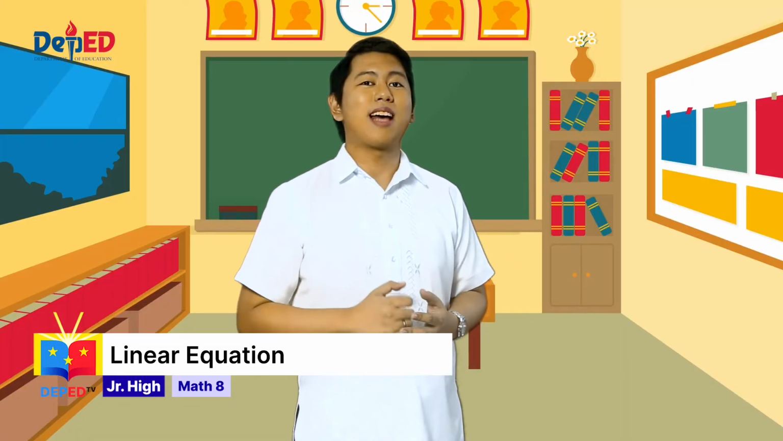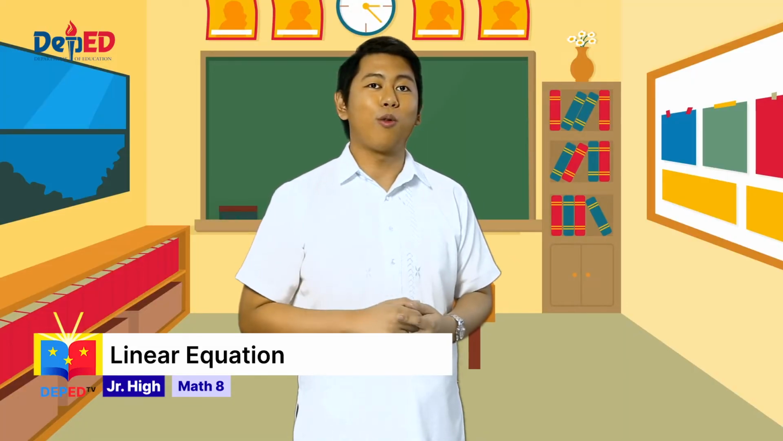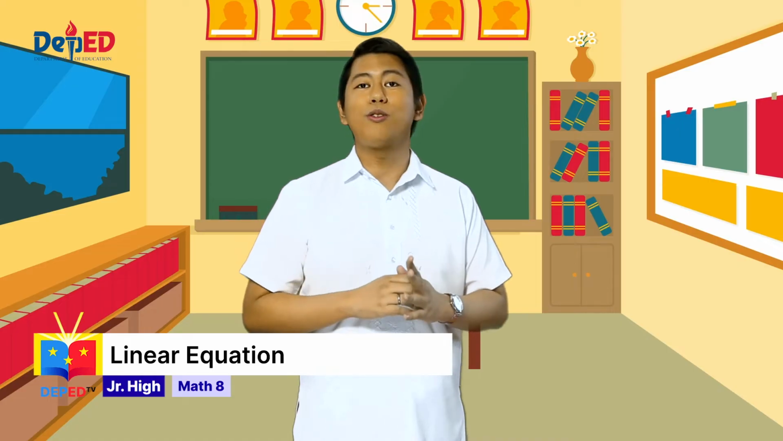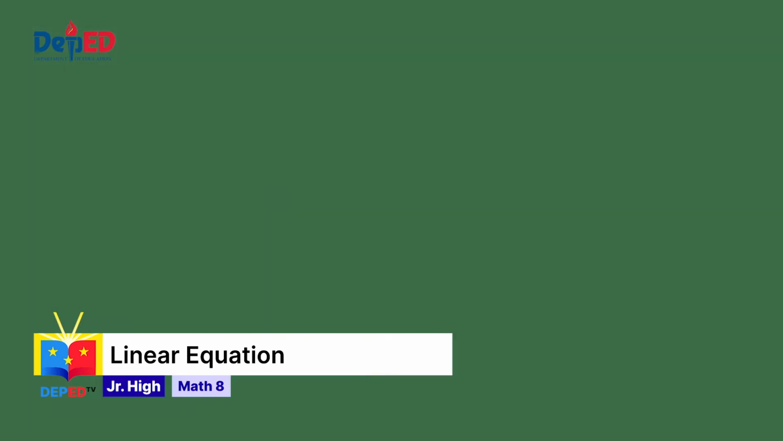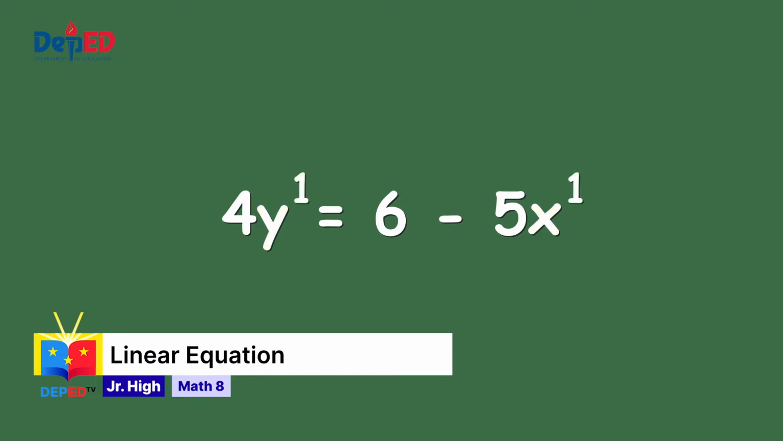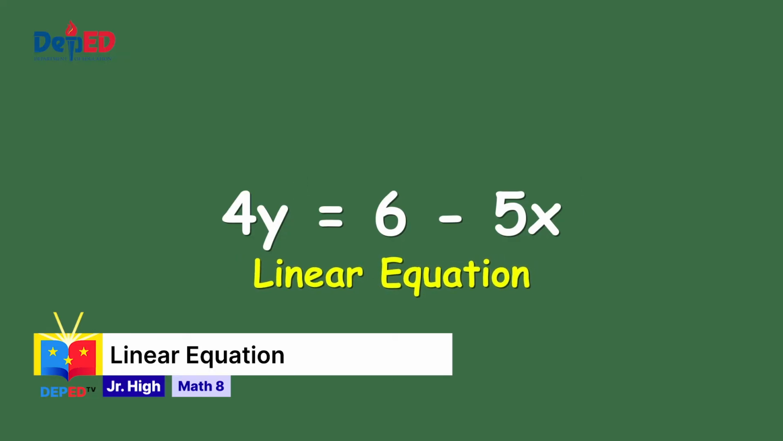Let us try some examples. Determine if the equation is a linear equation in 2 variables. Then write it in its standard form. Let's have this given: 4y equals 6 minus 5x. There are 2 variables whose coefficients are not both 0 at the same time. And it is of degree 1 since the variables used have the highest exponent of 1. This is a linear equation.